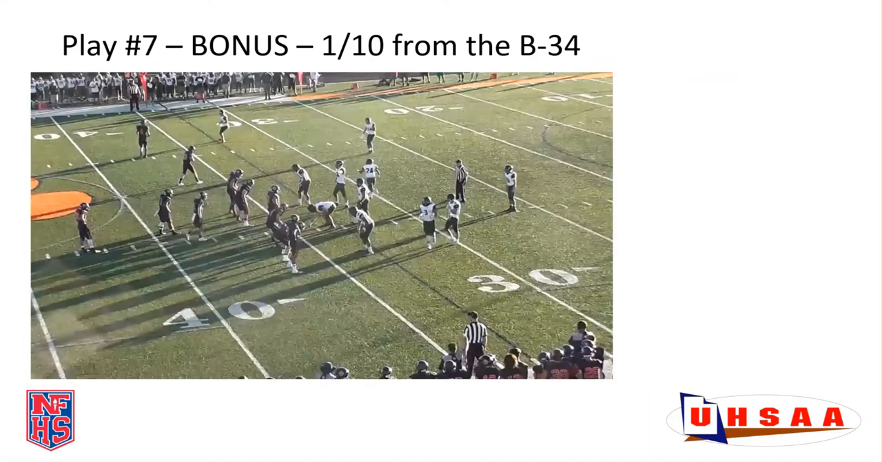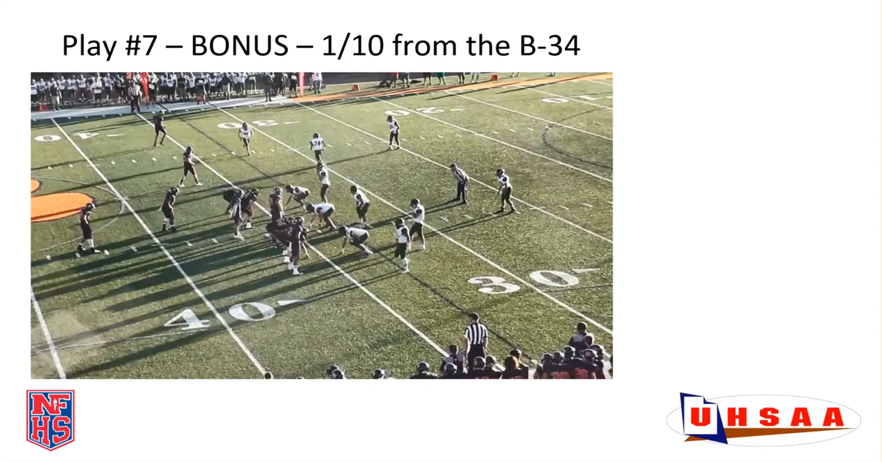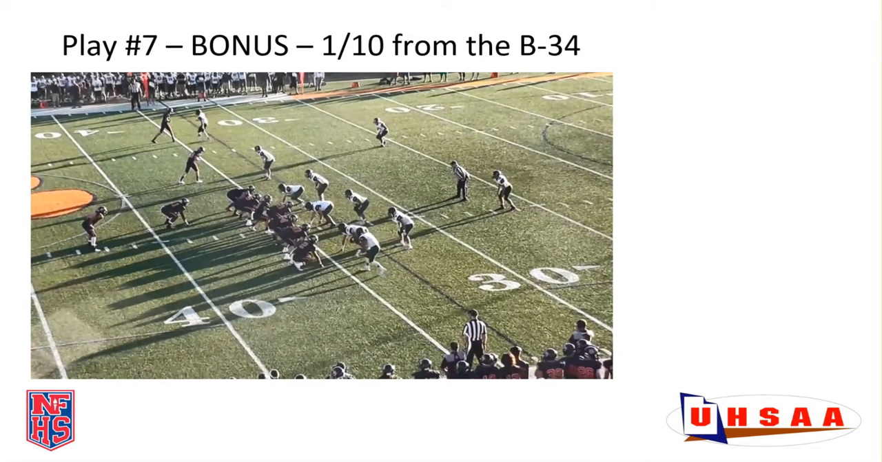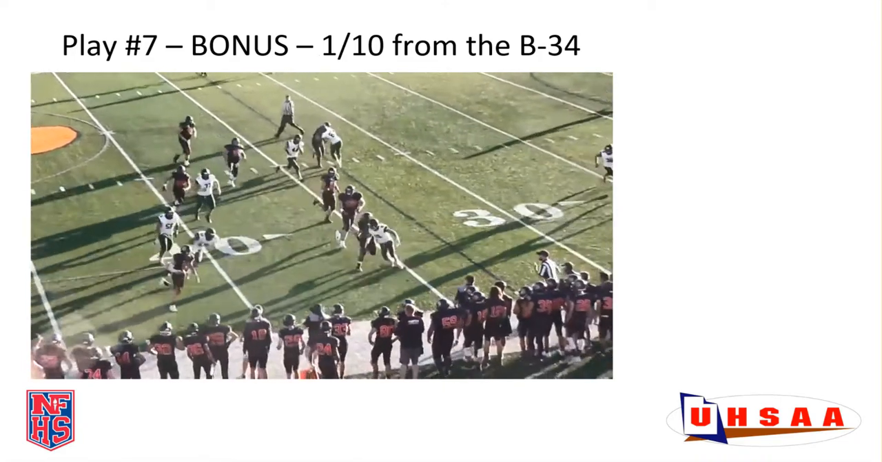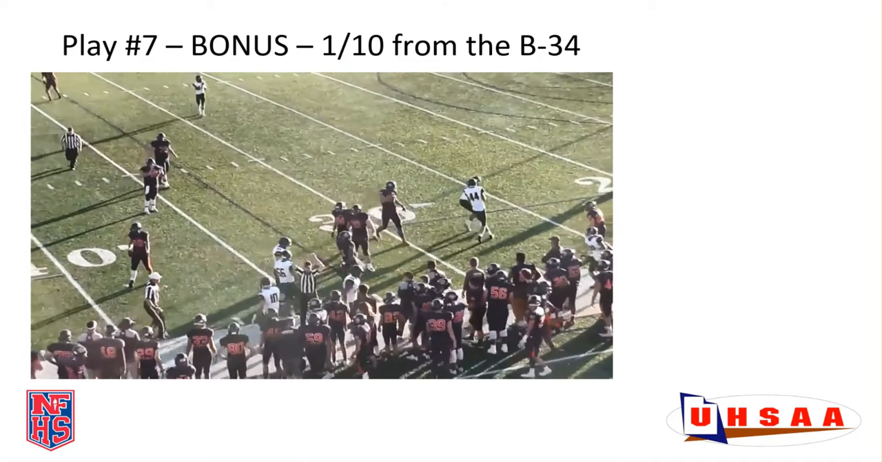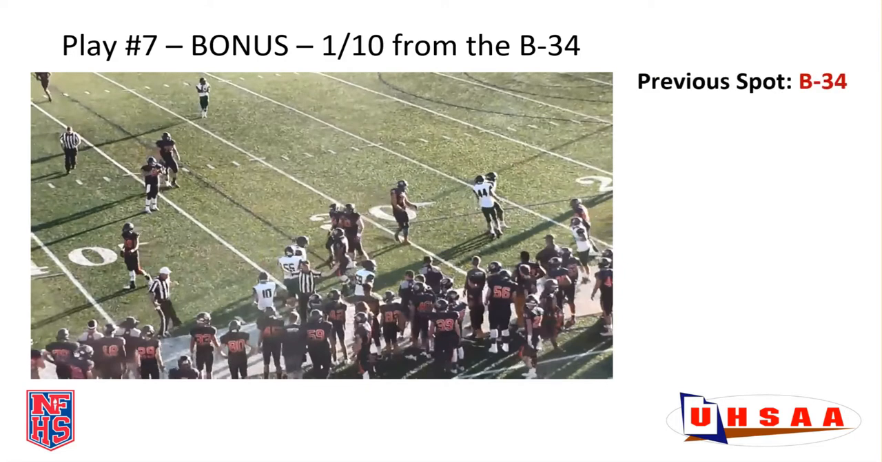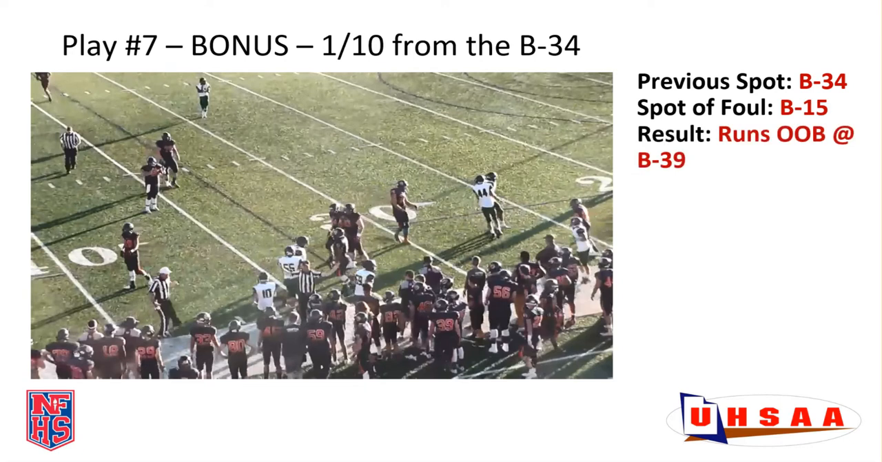All right, finally, let's look at this play. In this play, you cannot actually see the foul that occurs, but it will occur downfield at the 15-yard line against the tight end on the right side of the formation. As he leaves the screen, he's held, forcing the quarterback to scramble and run out of bounds. So the previous spot was the 34-yard line. The spot of the foul was way downfield at the 15. And I apologize that you can't see it in this clip. But the result is that the quarterback runs out of bounds at the B 39-yard line.